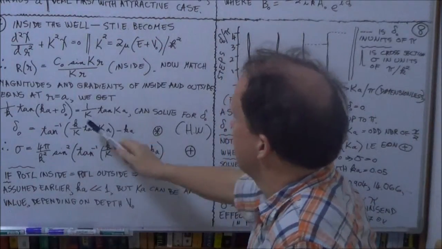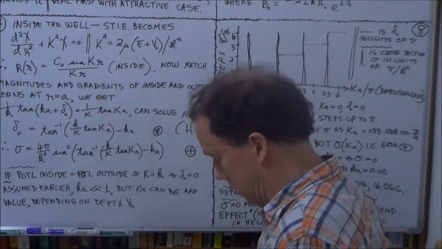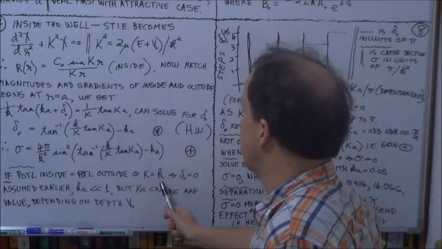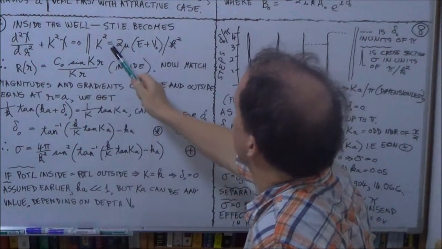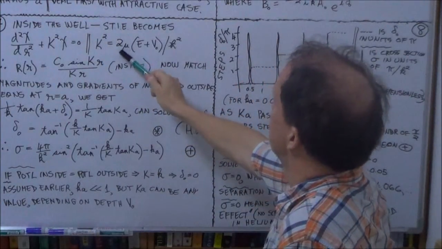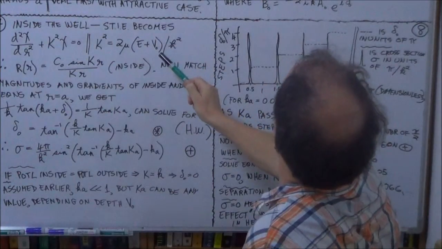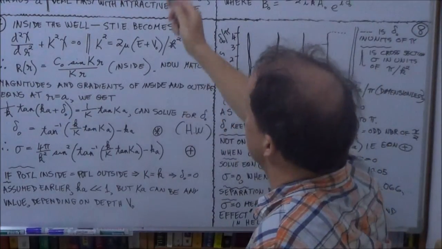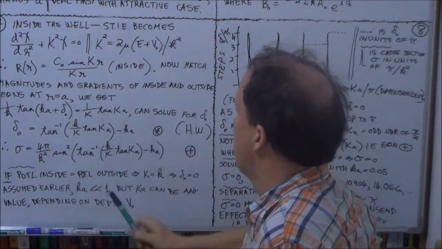Okay, get it from here. So if the two potentials are equal, inside and outside the same potential, then big K equals little k. And where does that come from? Big K squared is twice the mass E plus V naught over h bar squared, and little k squared is the same without the V naught. Anyway, okay, so assume big K and little k are equal.